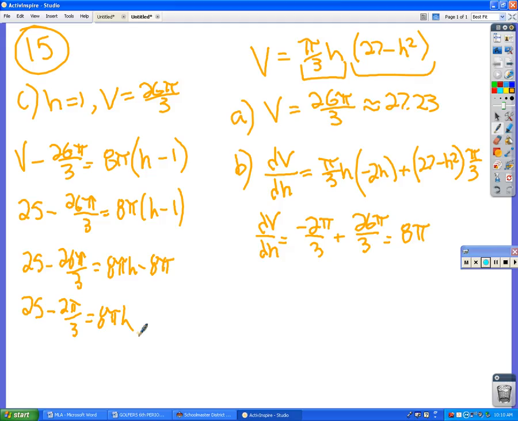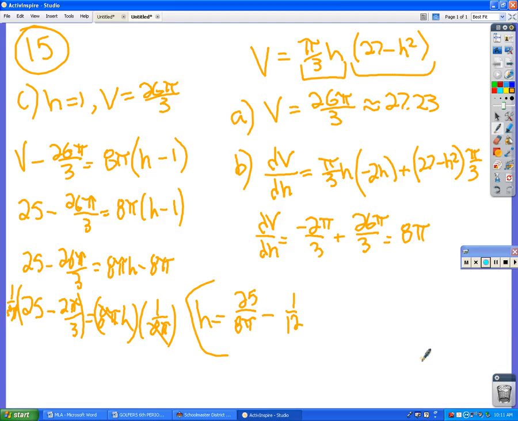Okay. How do I get rid of the 8 pi? Divide by 8 pi, or multiply by the inverse, because I want some pi to cancel, so I'm going to multiply both sides by 1 over 8 pi. So those are gone. So h equals 25 over 8 pi minus, if I distribute this 8 pi through here, the 2 pi's cancel. 1 times 2 is 2, 8 times 3 is 24, which reduces to 1/12. So if you want to be cool, that's your exact answer for the height.